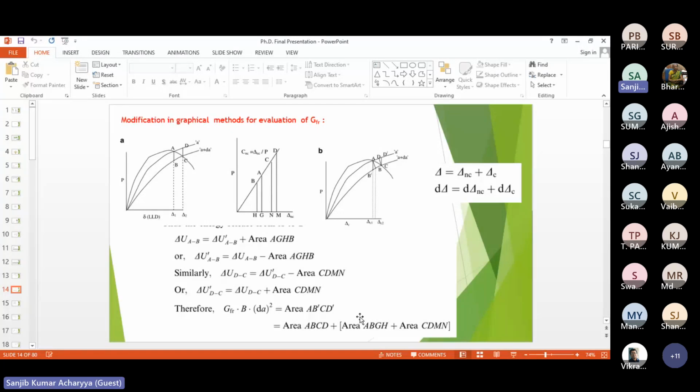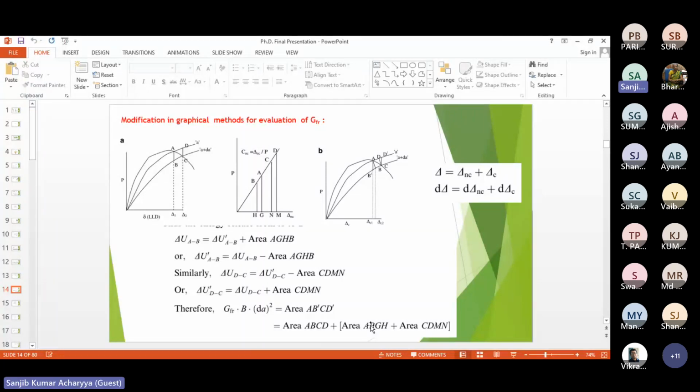According to Chapuliat and Mary's method, we were estimating the value of GFR based on only the area ABCD. This part was missing. And if this part is higher on bending load, what should happen? The value should come less compared to actual, which actually happened in the case of pipes under 4-point bending.